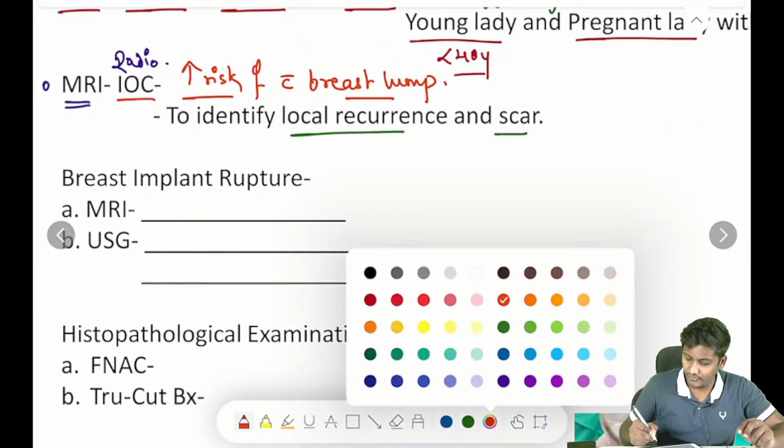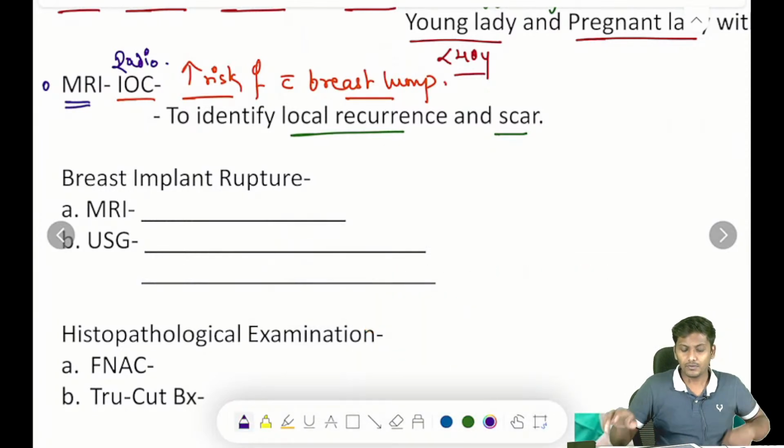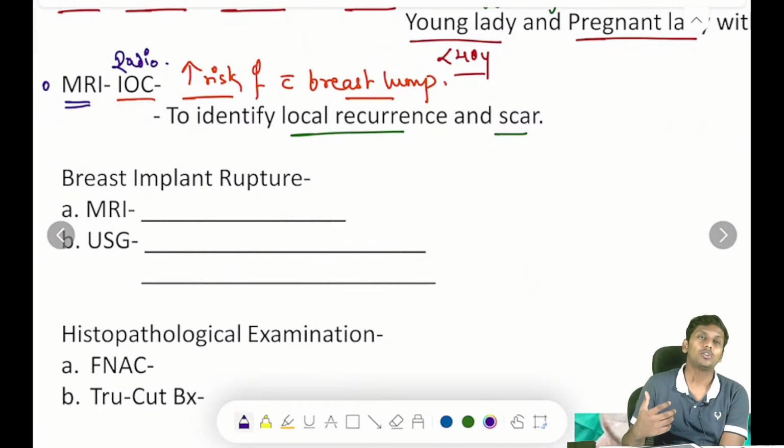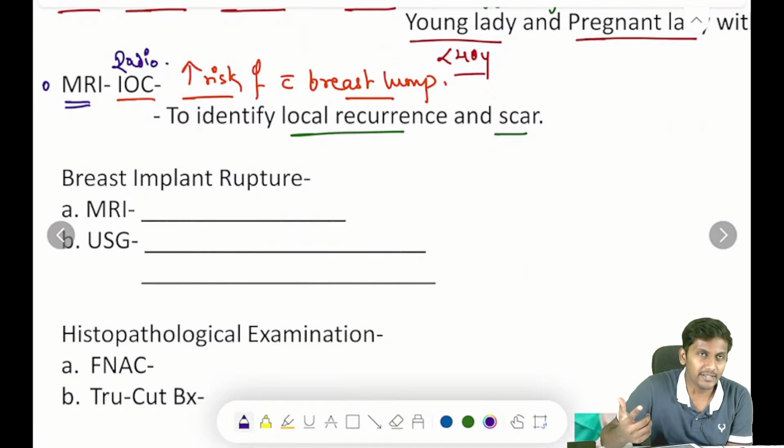What do I mean by this? For example, please remember, the patient had a breast cancer earlier, and now again the patient is having recurrence of breast cancer. Again the breast cancer has reappeared. So in this patient also the investigation of choice radiologically has to be MRI itself.